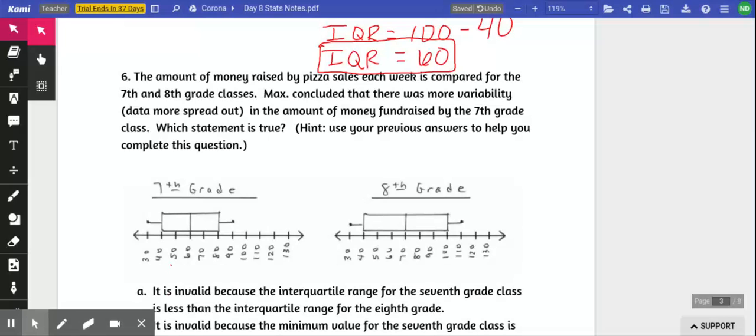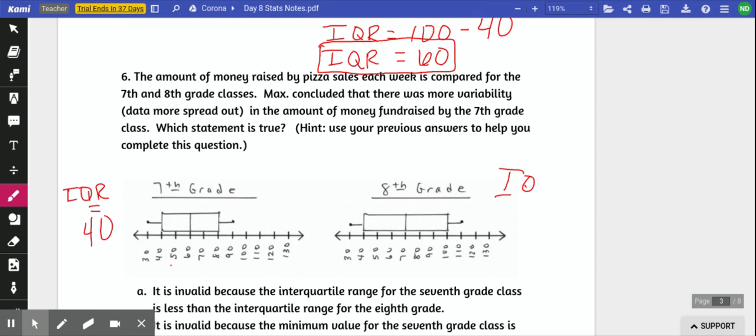Number 6 says the amount of money raised by Pizza Sales each week is compared for the 7th and 8th grade classes. Max concluded that there was more variability or data spread out in the amount of money fundraised by the 7th grade. Which statement is true? Hint, use your previous answers to help you complete this question. So what we're going to want to look at is the IQR for both 7th and 8th grade. So the IQR for 7th grade was equal to 40, and the IQR for 8th grade was equal to 60. So remember, the higher the IQR, the more data is spread out.